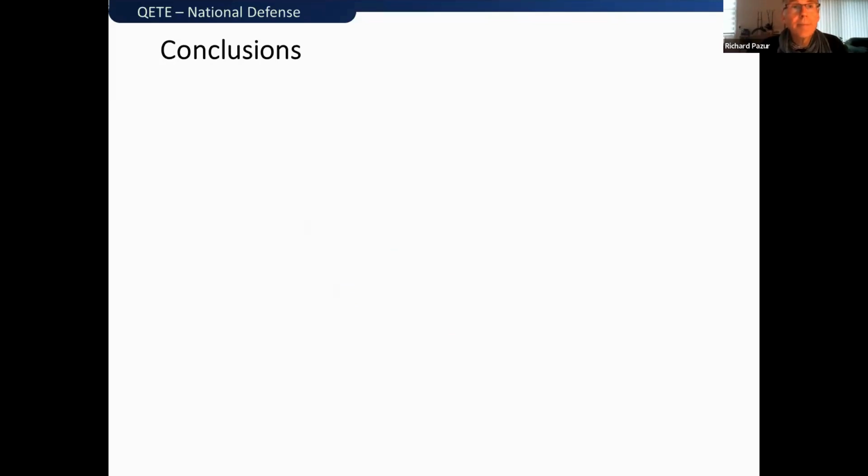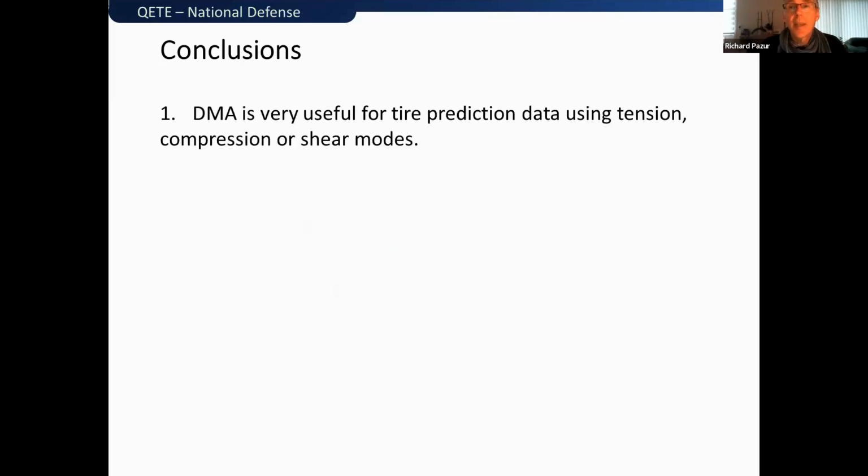Now I'd like to conclude. I think you'll agree with me that using the DMA, in our case, the Metravib DMA, is very useful for tire prediction data using tension, compression, or shear modes. Which mode you use, it's up to you. Shear is used most of the time, but tension is actually quite easy to do as well. Compression is probably the more difficult one to use, but it can be used.